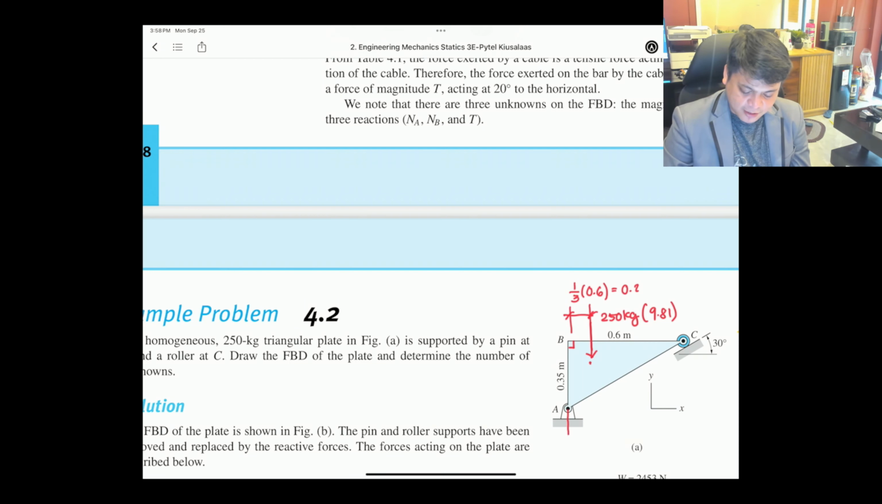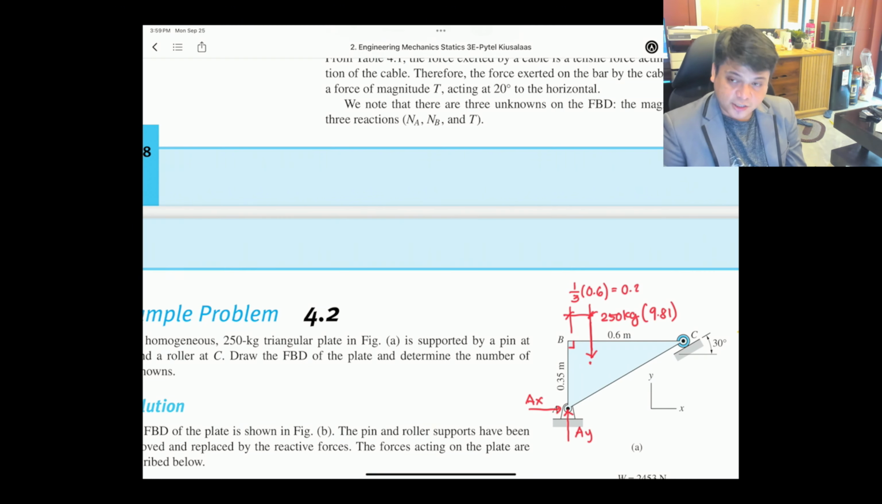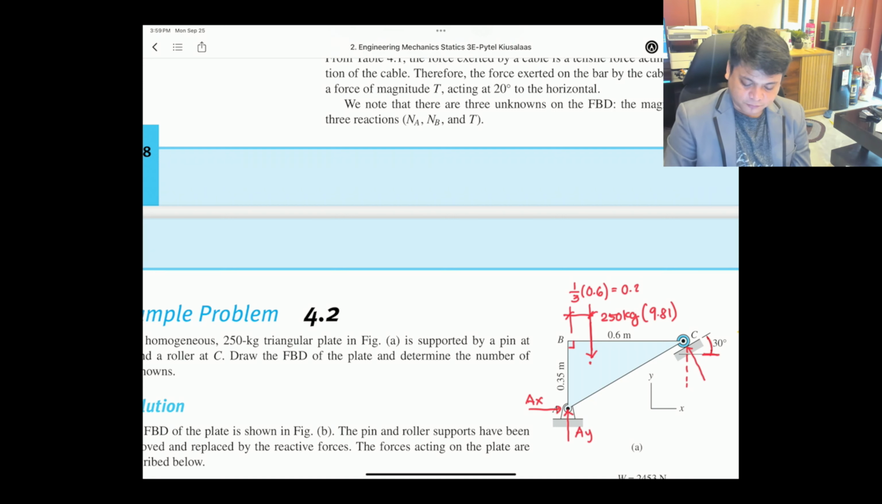So, si A again, this is a pin, so meron kang dalawa. So, we can have it as AY and we can have it as AX. Okay, so meron kang dalawa. Pero ito, since this is a roller at point C, so meron kang isang reaction doon which is perpendicular doon sa plane. Ngayon, since nanggaling siya from the horizontal papunta doon sa plane na 30 degrees, yung pinaka-force natin, manggagaling naman siya dito sa vertical. Okay? So, again, that would be your 30 degrees.